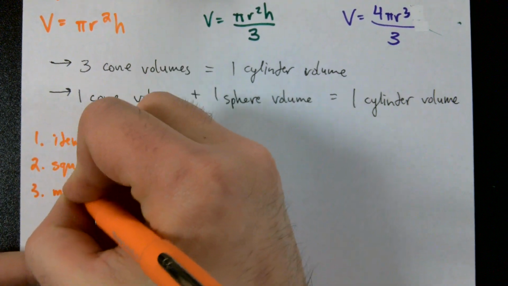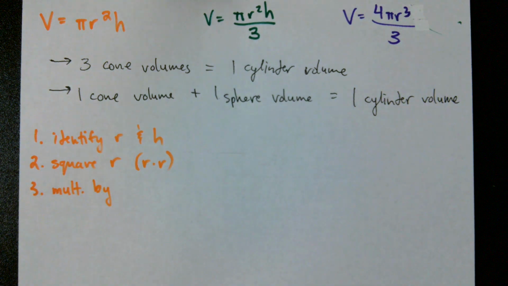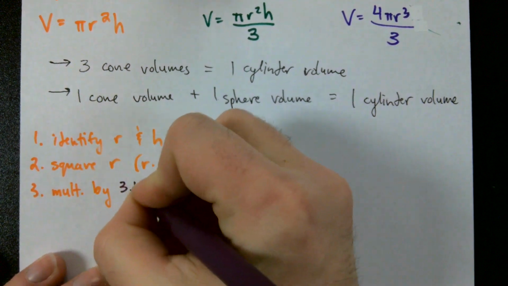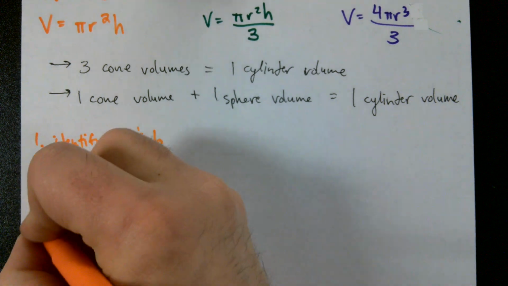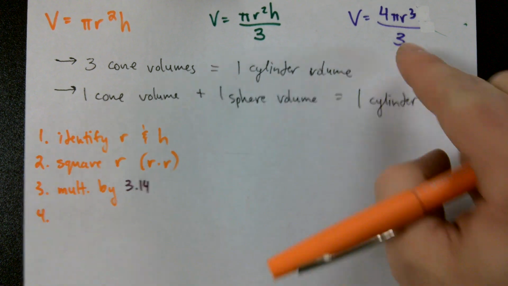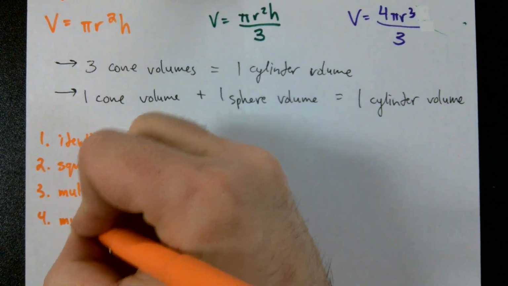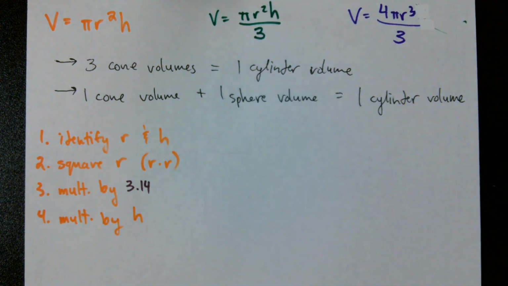Just like yesterday, the third step is you're going to multiply by 3.14. In step 4, instead of multiplying by 4, like we did with the spheres, now we're going to multiply by h, the height of our cylinder. I'll move this up a bit so you can see.